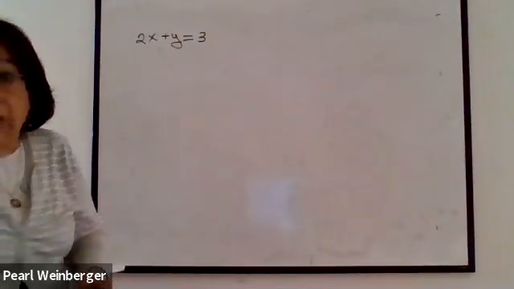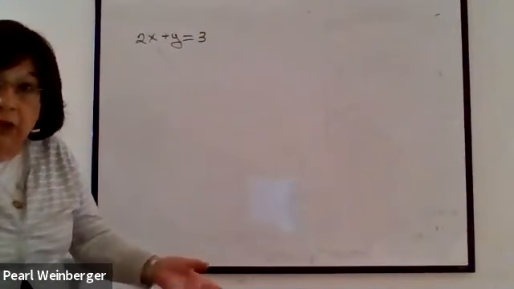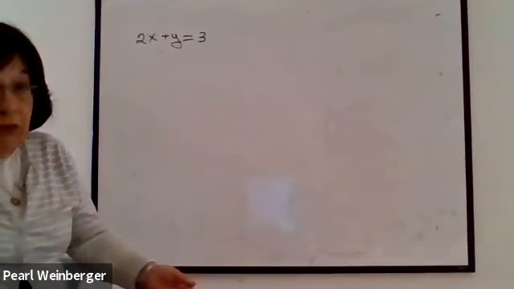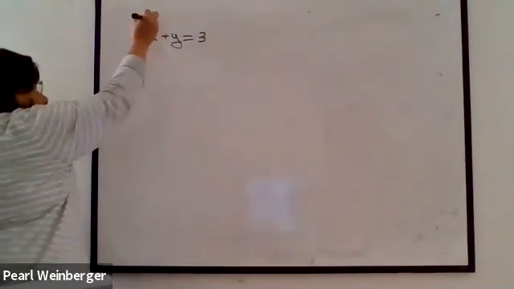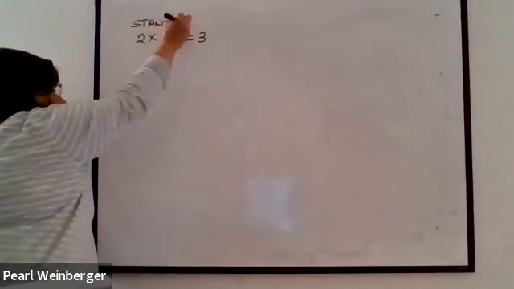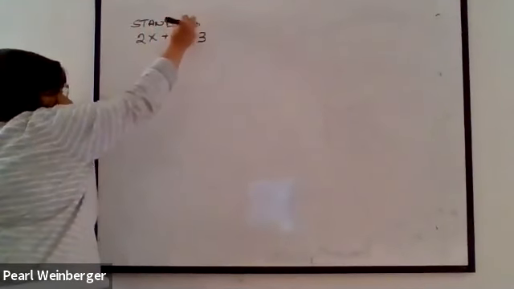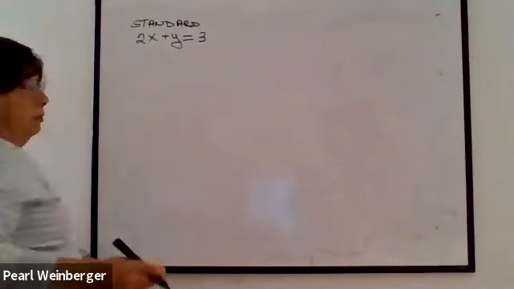It's definitely a linear equation because I don't have any x squareds. I don't have any y squareds. It has an x and a y. This equation happens to be in what we call the standard format. The standard format of a linear equation has the x's and y's on one side and a number on the other side.